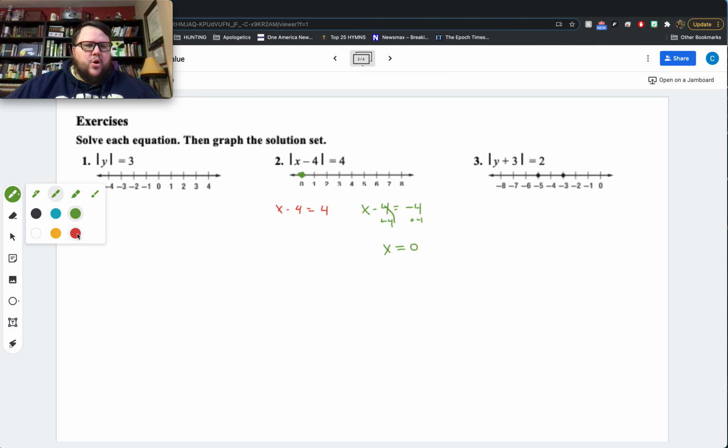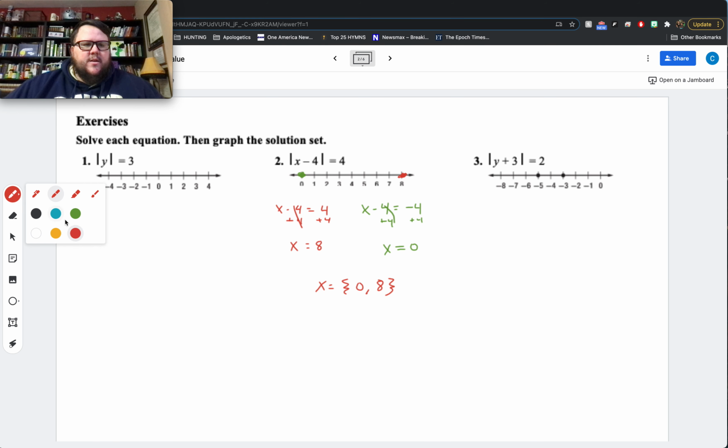Then I'm going to solve this one as well. I add 4 to both sides, and x equals 8. So that's my solution set. Then I would write x equals, solution set, squiggly line, 0, 8. So that's my solution.